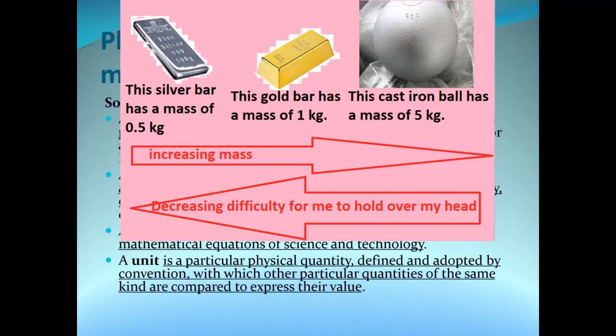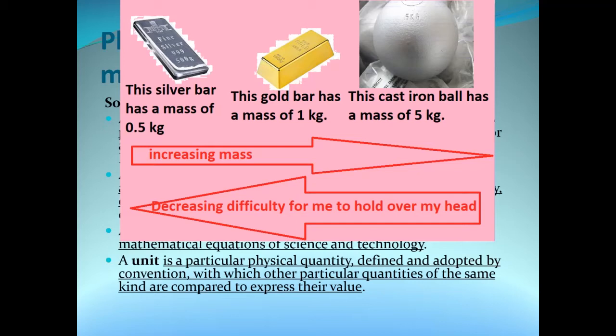So comparing it to the gold bar, the silver bar has less mass, the cast iron ball has a greater mass. Now, if I use the gold bar as the standard for my strength and being able to lift things above my head, I know that I could lift the silver bar much easier because it has less mass, but I would have more difficulty lifting the cast iron ball above my head. So the gold bar is the standard by which I measure my ability to hold something over my head.